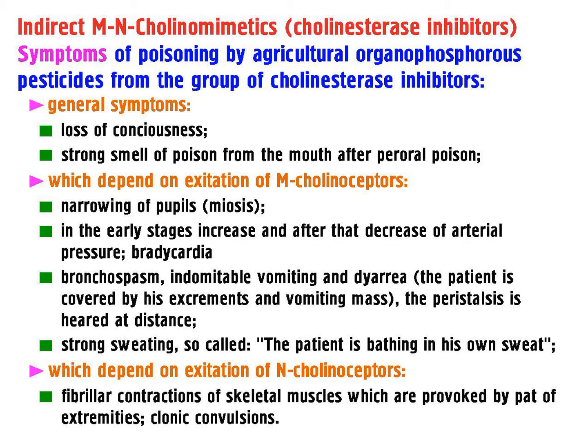General symptoms such as loss of consciousness and strong smell of poison. Symptoms which depend on the excitation of muscarinic receptors, such as miosis or contraction of pupils, change in the blood pressure and heart rate, bronchospasm, indomitable vomiting and diarrhea, strong sweating. And effects which depend on the excitation of N cholinoreceptors include mostly fibrillar contractions of skeletal muscles.